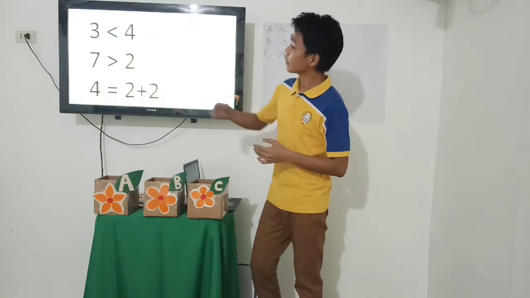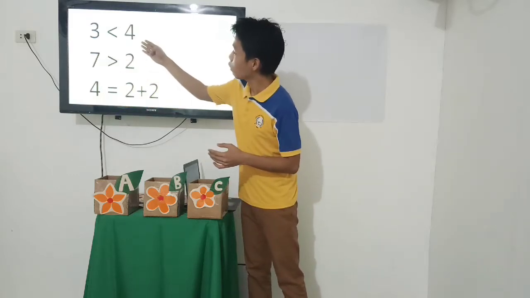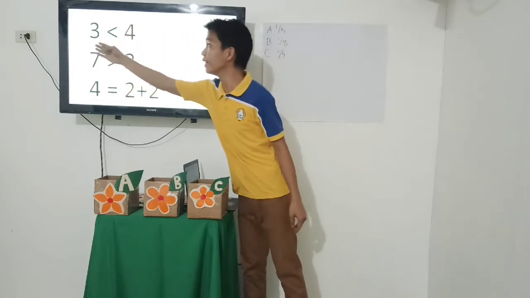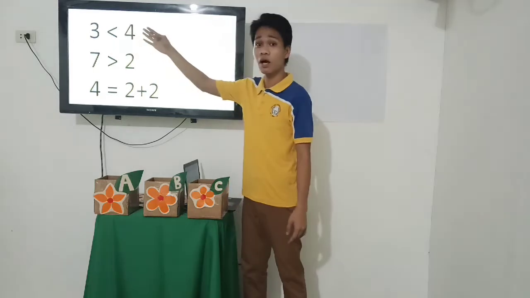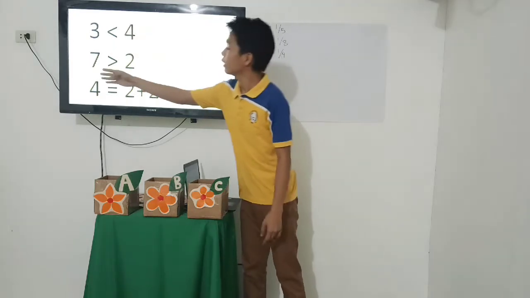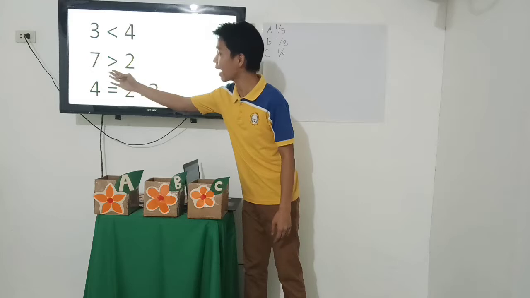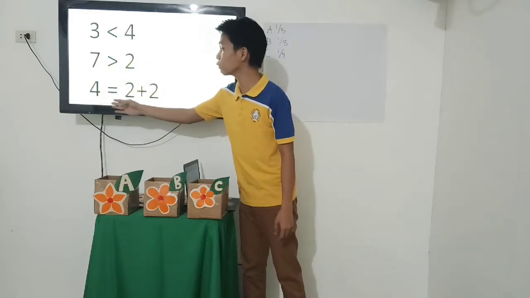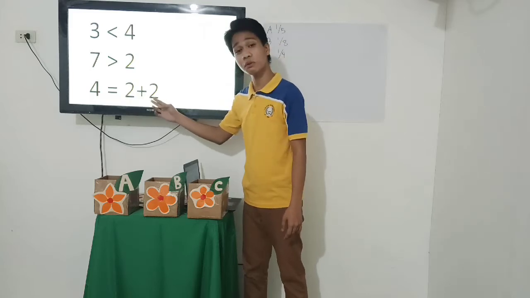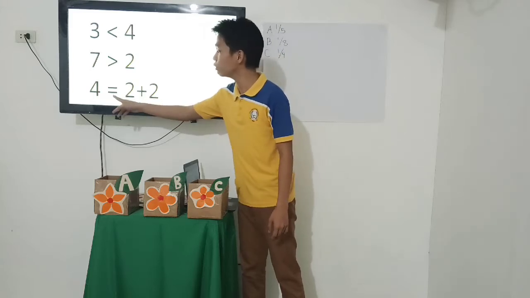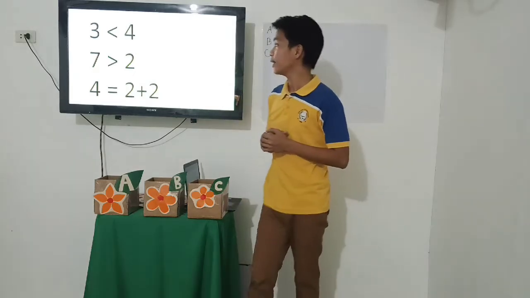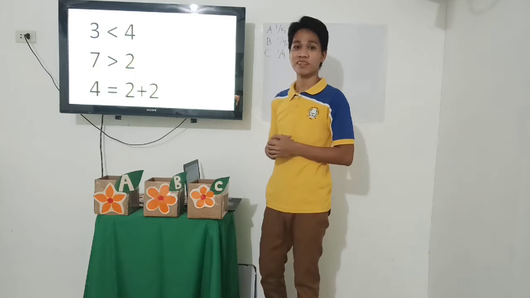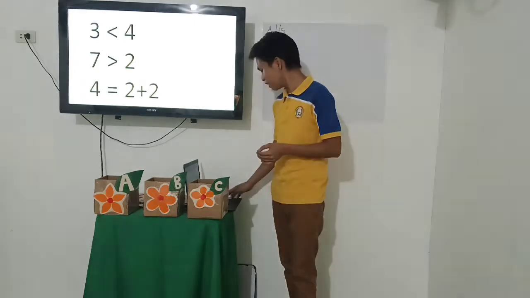We have 3 and 4. We will use this symbol, less than, because 3 is less than 4. And 7 is greater than 2. Very good. And we have 4 is equal to 2 plus 2 is equal to 4. That is why we use this symbol. Now, do you understand the relation symbols? Yes, teacher. Okay, good. Now let's have a story.